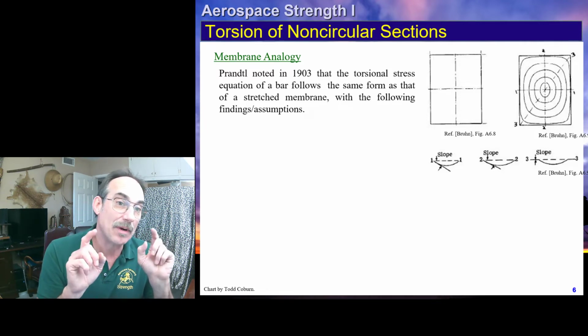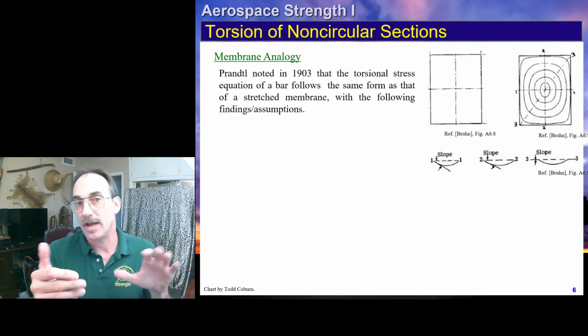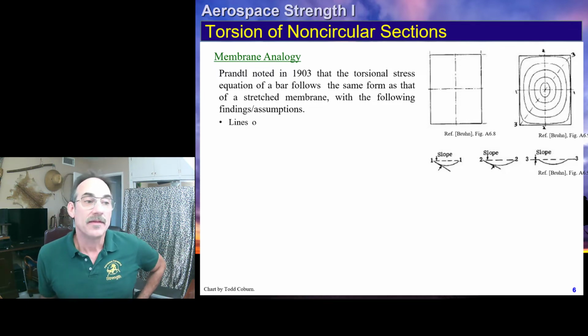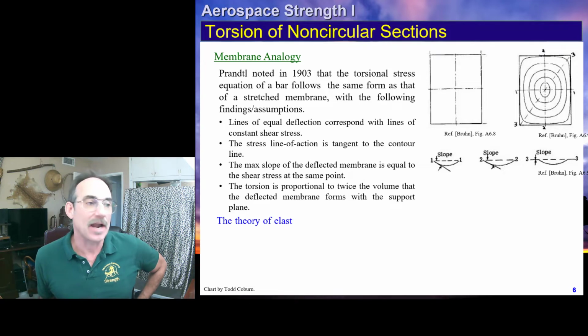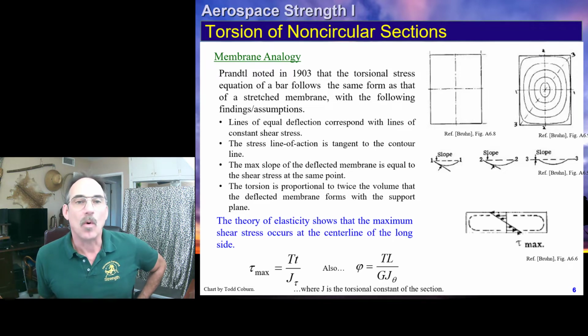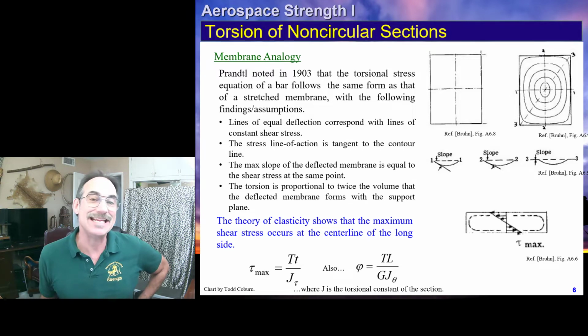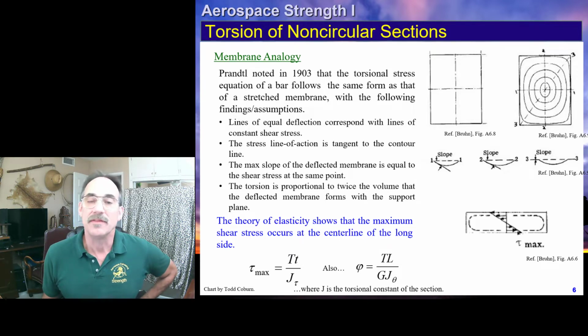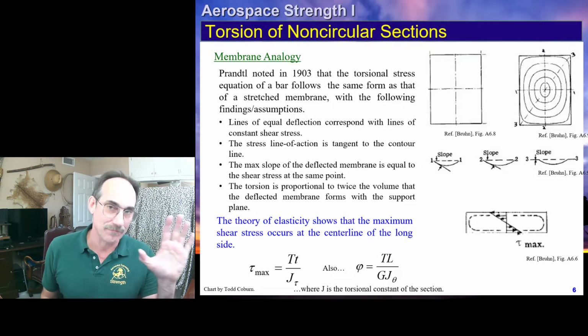And the equations that represent that are similar to the equations for torsion. For this reason, we call the approach a membrane analogy for our shear stresses. And we're going to end up finding that our shear stress is Tt over J, where J is the torsional constant, and the twist is TL over GJ, but J is now a different torsional constant than for round sections. We're going to cover this in more detail in a moment.